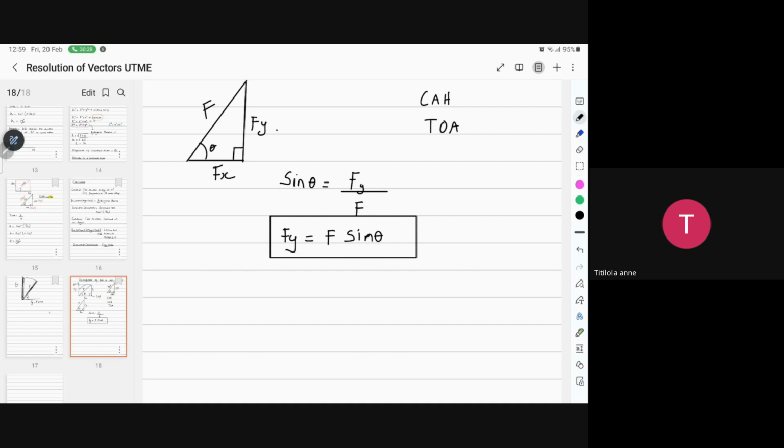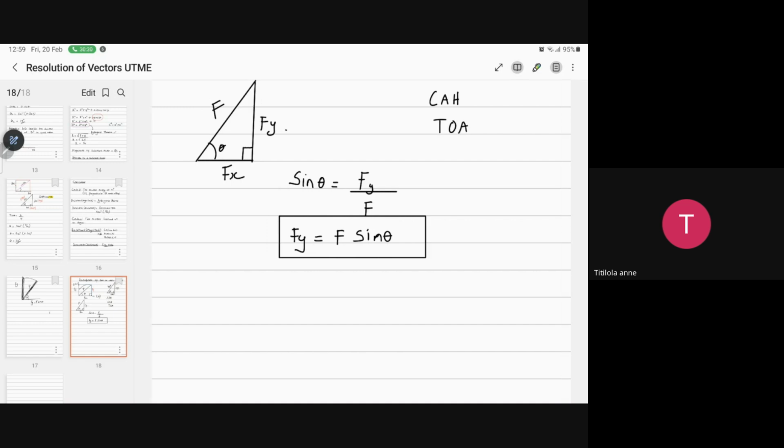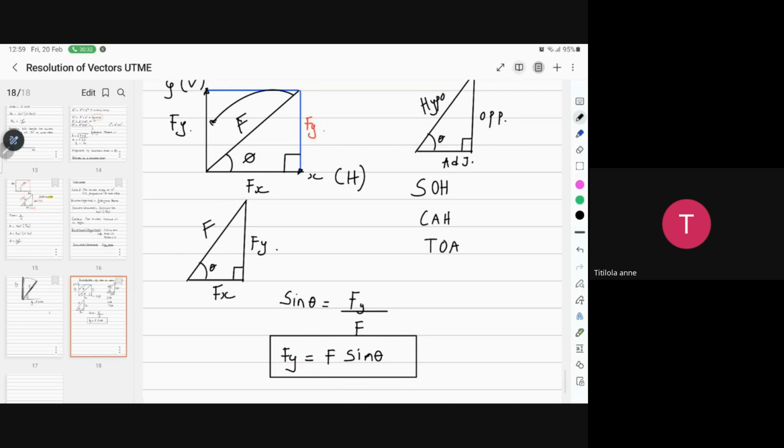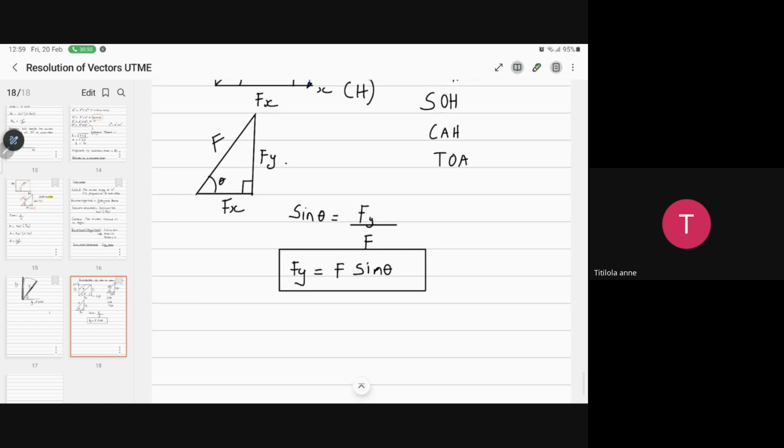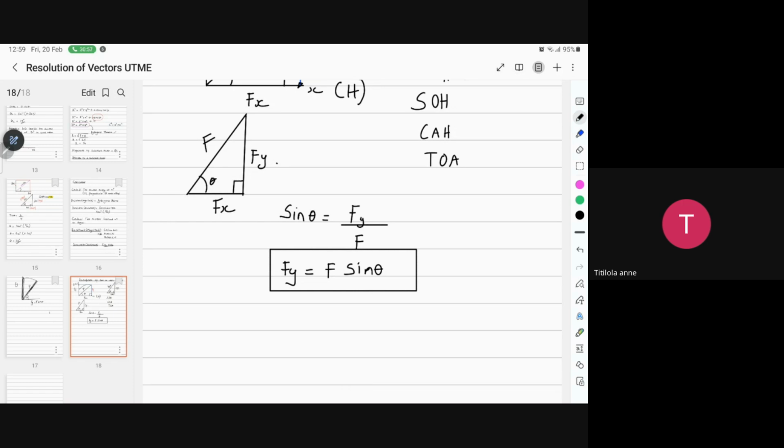All right, so that's your Fy component. Now, the next one. We've done sine theta. Let's do cos theta now because I want to find my horizontal component. So remember, this is your vertical component of the force when the force is inclined at an angle. Now let's go ahead and find the next one, which is your horizontal component.